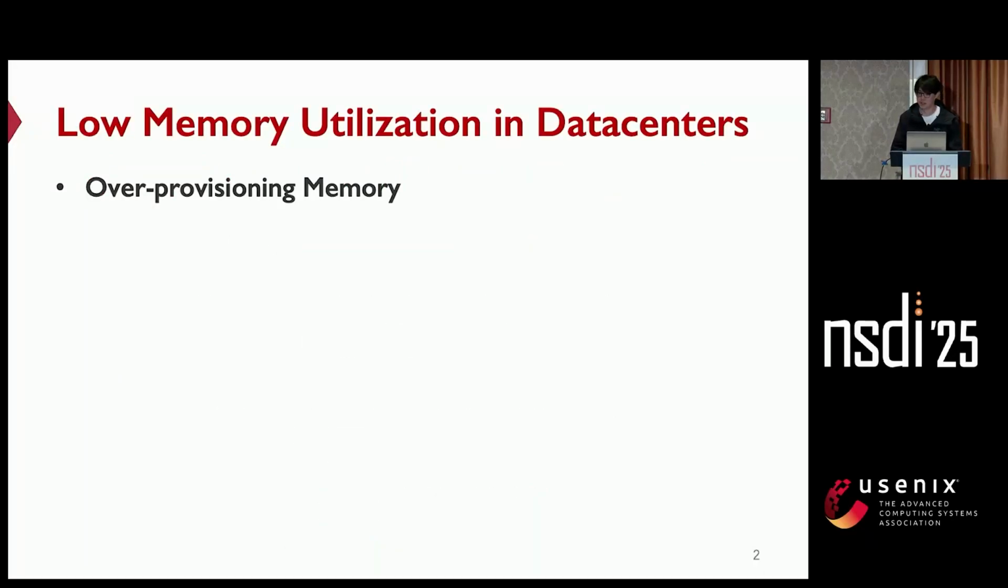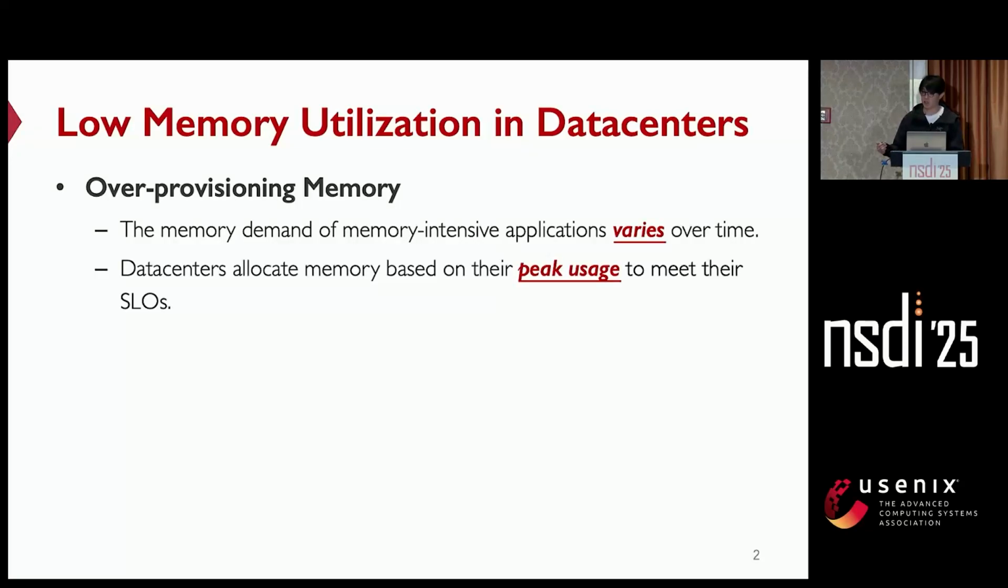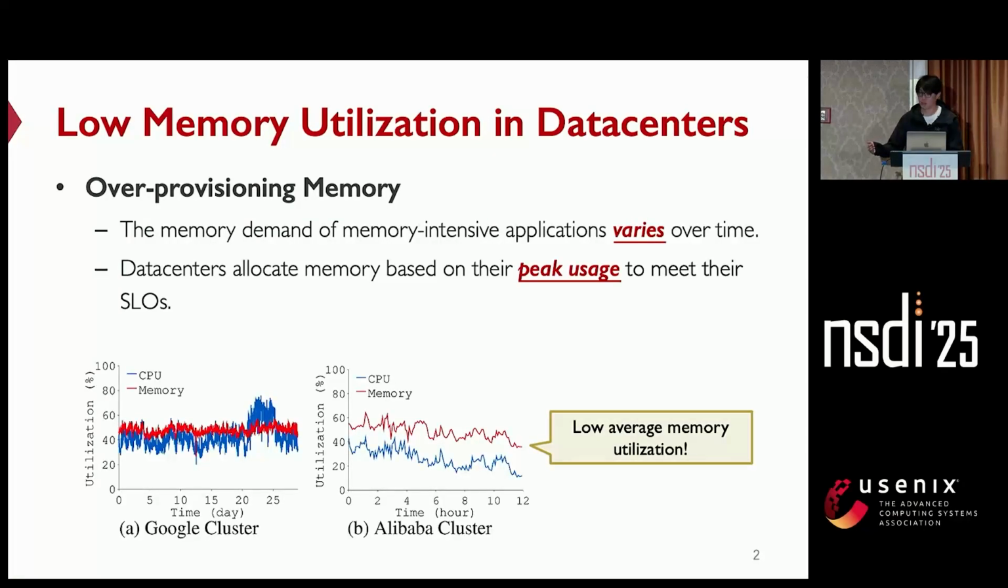In modern data centers, the memory demand of memory-intensive applications such as k-means, graph processing, databases, and memcached varies over time. To ensure the performance requirement of these applications, data centers often over-provision memory to meet their peak usage, which leads to low average memory utilization.